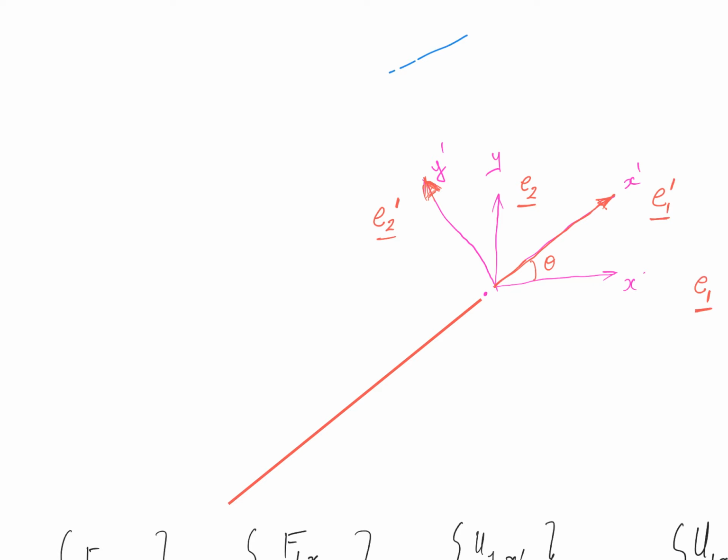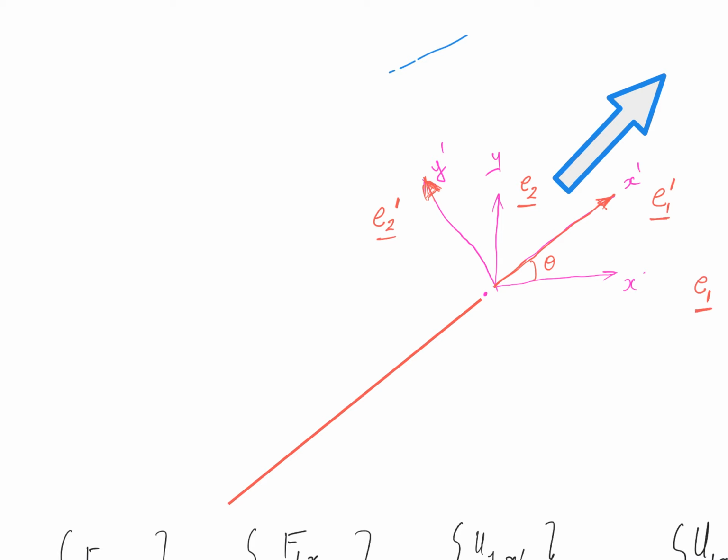If this is the vector we are talking about, then the vector doesn't change with respect to the coordinate system that you are working with. Only the components of the vector change. The components will be different if you are representing the vector in the xy coordinate system, and they will be slightly different when you're representing it in the x prime y prime coordinate system.